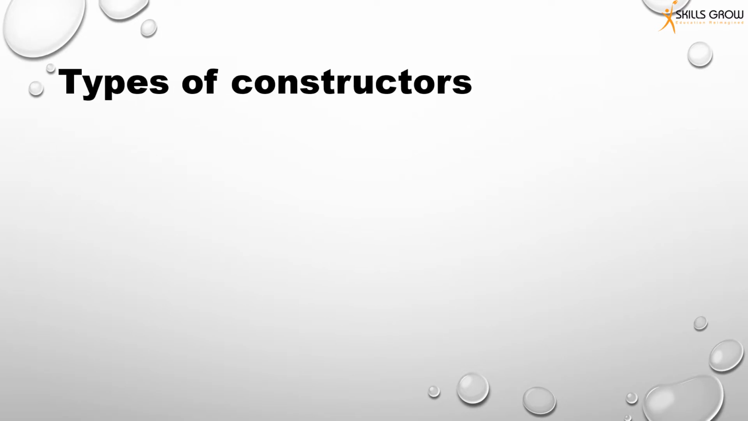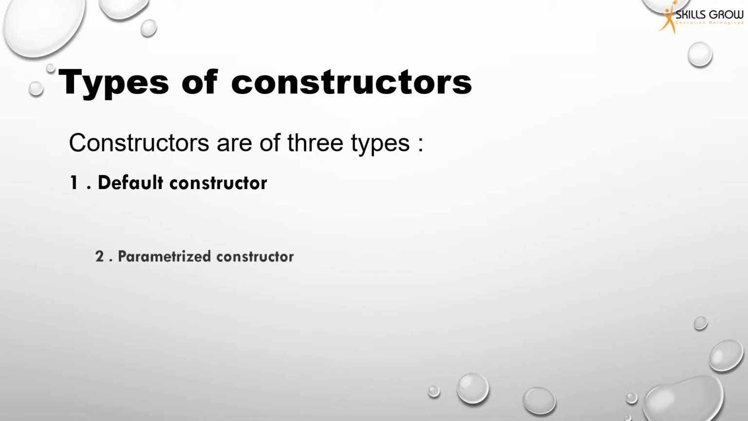Types of constructors. There are three types. First one is default constructor, the next is parametrized constructor, and the last but not least, a copy constructor. Now let's learn briefly about each constructor.